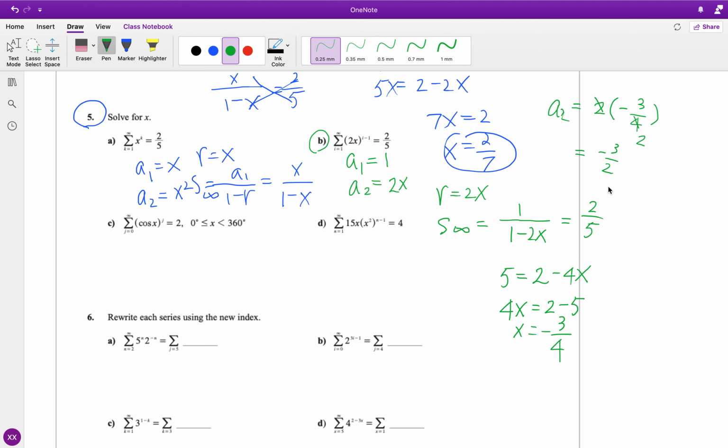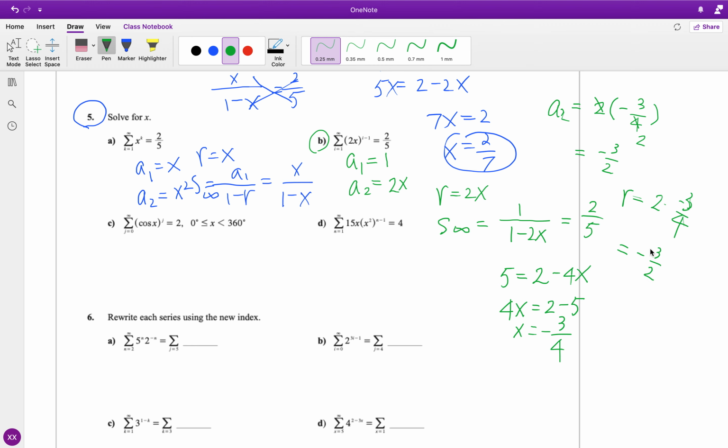Then take a look at my A1, it is that one. Then my R now becomes, or by the way, you can just bring this one in here. That means your R equals 2 multiplied by negative 3 over 4, right? So that is your R, that is negative 3 over 2.